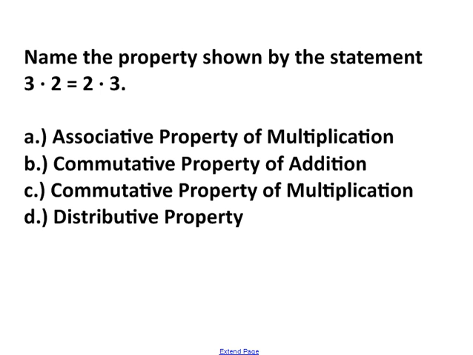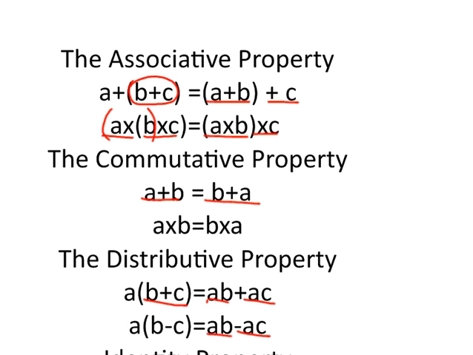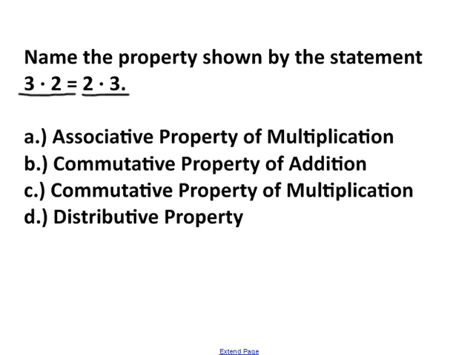Name the property that's shown by the statement. I've got 3 times 2 is equal to 2 times 3. Well, let's look back at our rules so that we can see which one we're dealing with here. The order in multiplication, I think it's referring to that one. So it's the commutative property of multiplication.